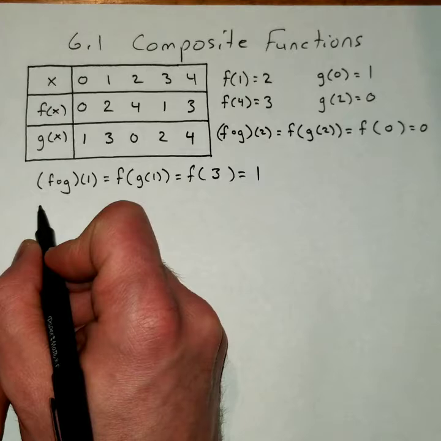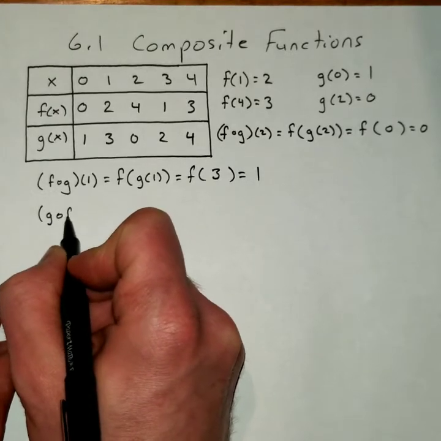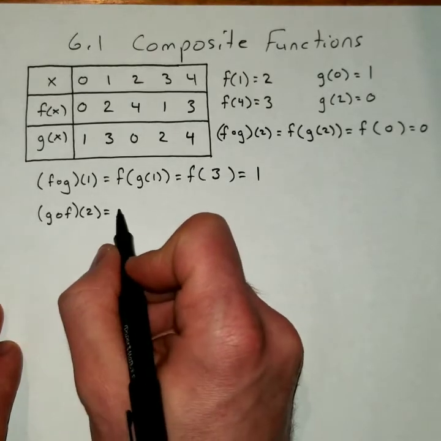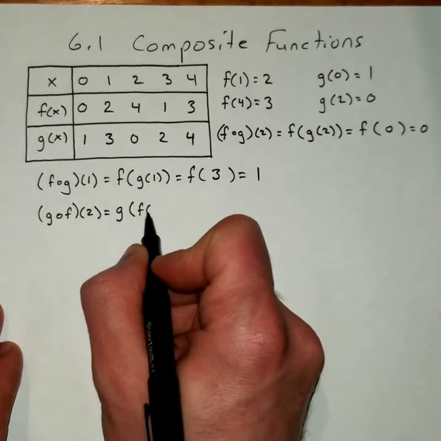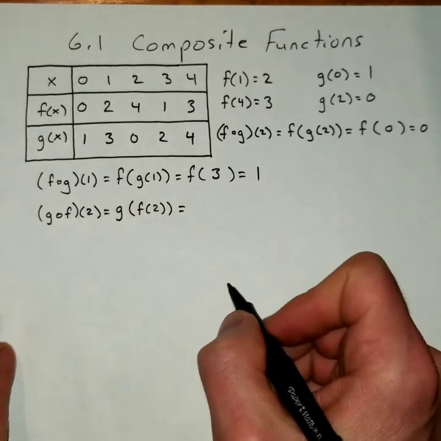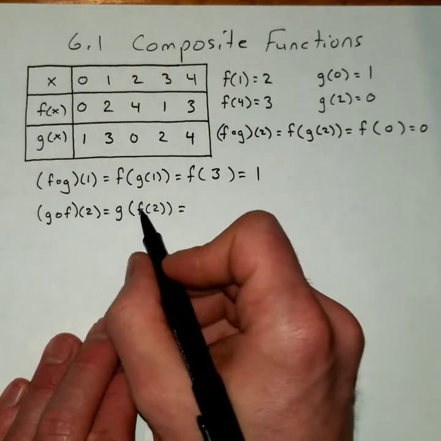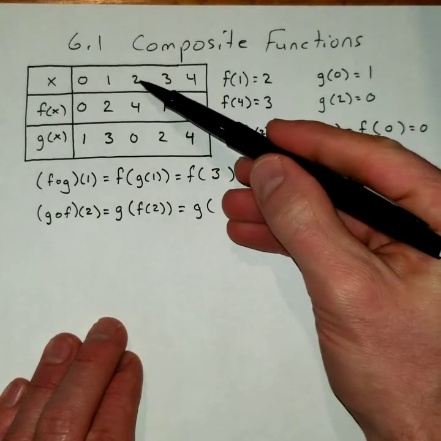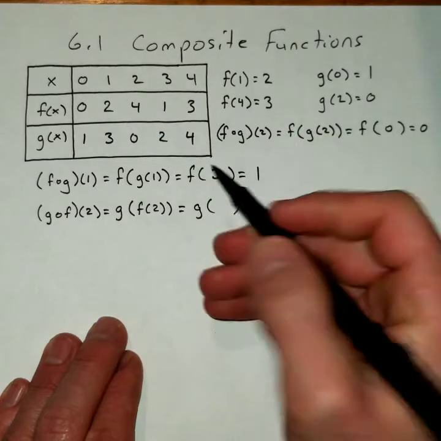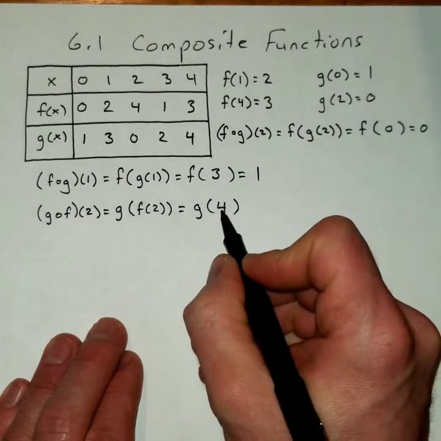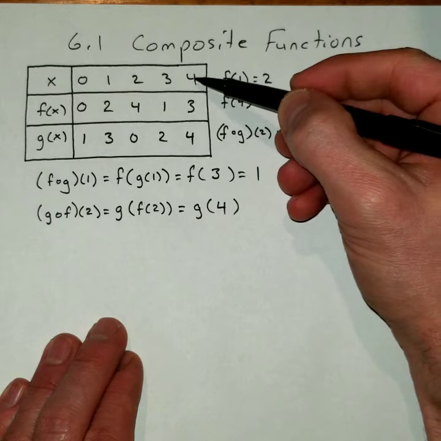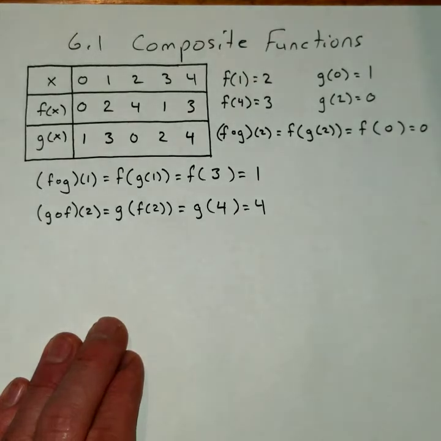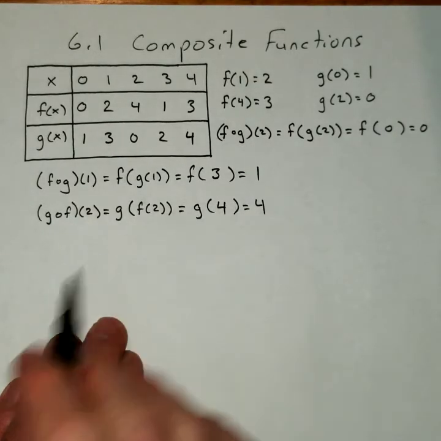So f of g of 1 is equal to 1. Let's switch the order. It doesn't matter what order these are in. We could do g of f of 2. Again, keep the order the same. G is then on the outside, f is on the inside. Okay, f of 2 is going to be my first output. So 2 is the input. F of 2 is 4. Then 4 is the input to g. G of 4 is 4. So that means g of f of 2 is equal to 4.